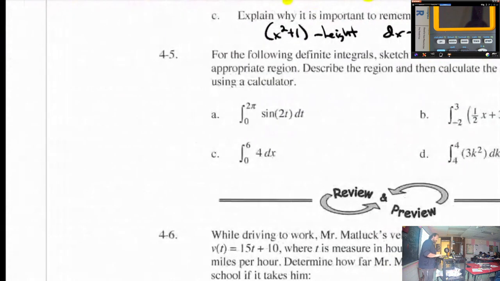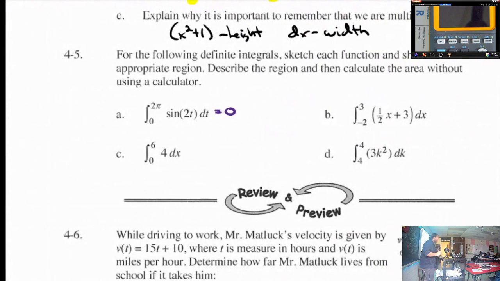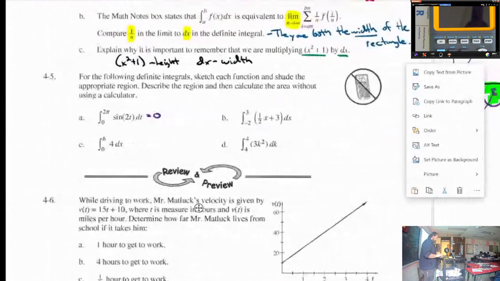You can do all the problems here by simple geometry. You don't need any antiderivatives. You don't need any other methods. You can just solve them by looking at the graph. Let's look at B.